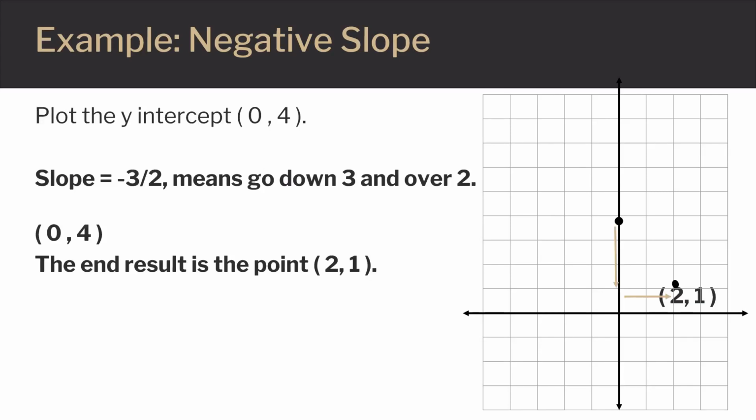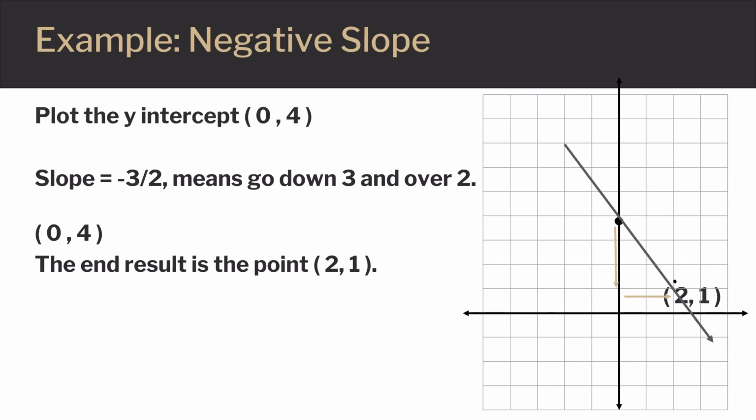Because the slope is negative, we go to the point (0, 4) and we count down 3 units. 1, 2, 3. And then the denominator is 2, so we go over 2 units. 1, 2. The end result is the point (2, 1). Connect these 2 points with a line and you have the graph of our equation y equals -3/2 x plus 4.